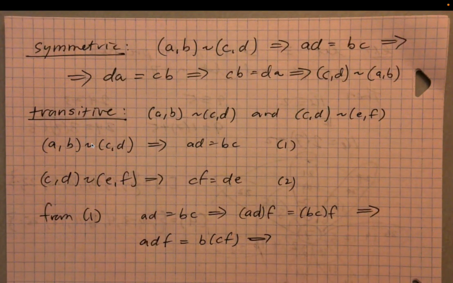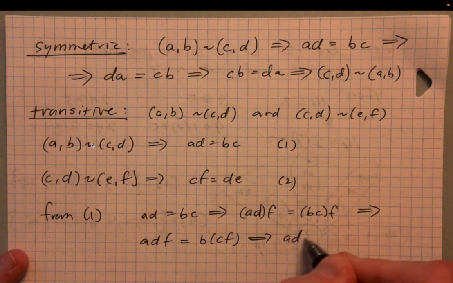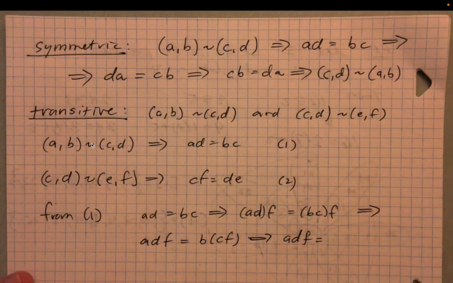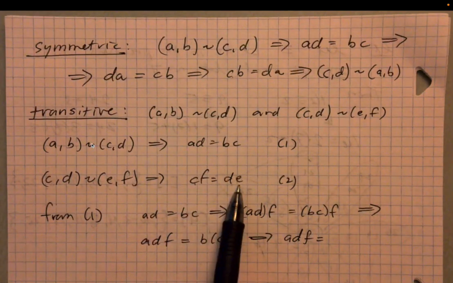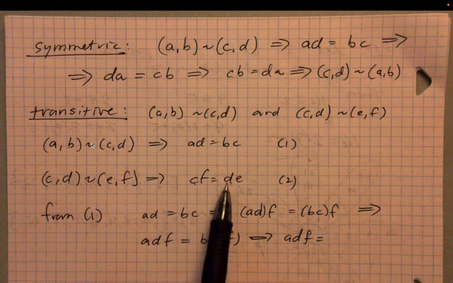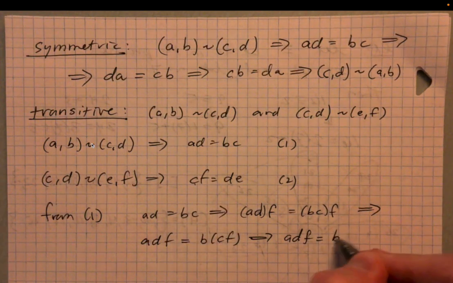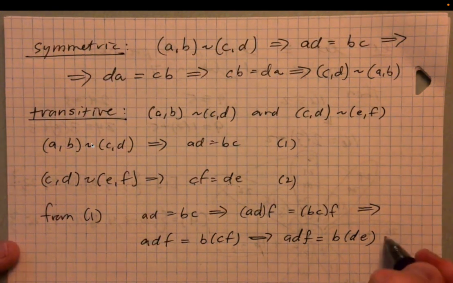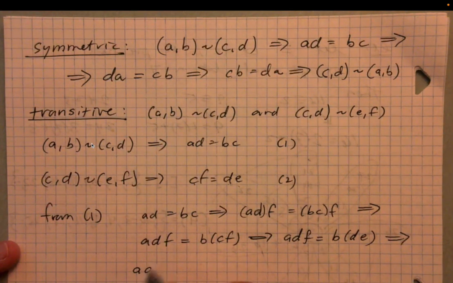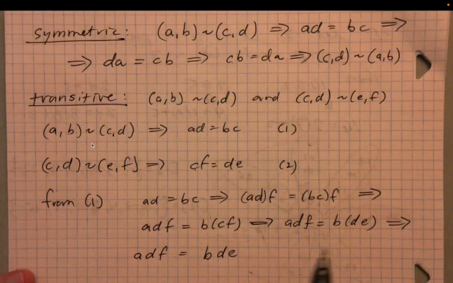Okay, and so now I've got ADF is equal to, now instead of CF, I'm going to put in DE. I know CF is equal to DE, so I'm going to put B times DE, like so. Okay, and so now what do I have? I have ADF equals BDE. I drop the parentheses.